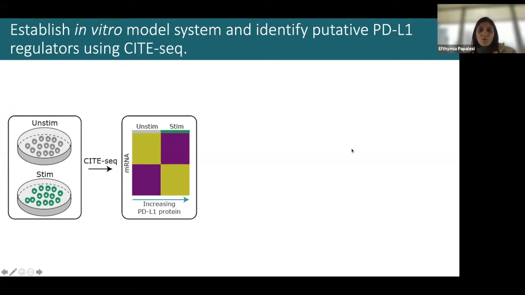cytometry. Once I had an in vitro system that actually gave me this PD-L1 upregulation, I wanted to leverage a single cell technology called CITE-seq to be able to correlate PD-L1 surface protein expression with changes in the transcriptome of the cells, in the hopes that that way I can identify putative regulators of PD-L1.